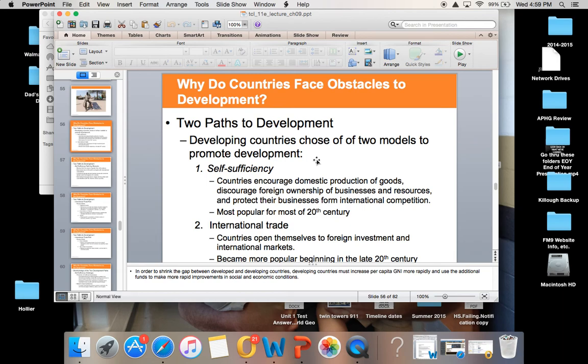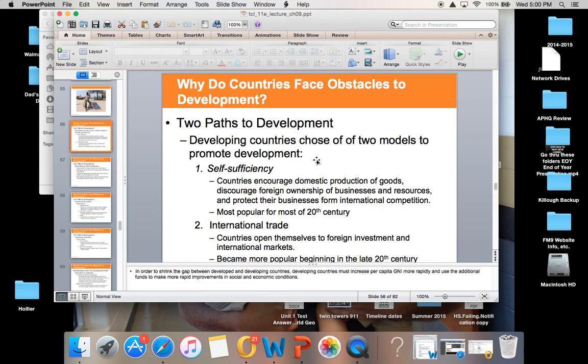Now, here's the part that we really need to talk about: your self-sufficiency, your international trade, what those two particular theories are, okay? How countries can gain, how they can develop, okay? And it lists specifically self-sufficiency model. Countries encourage domestic production of goods, discourage foreign ownership of businesses and resources, and protect their businesses from international competition, okay? It's difficult to have a self-sufficiency model, but they do list the pros and cons of it, okay? And they list the key elements of each.